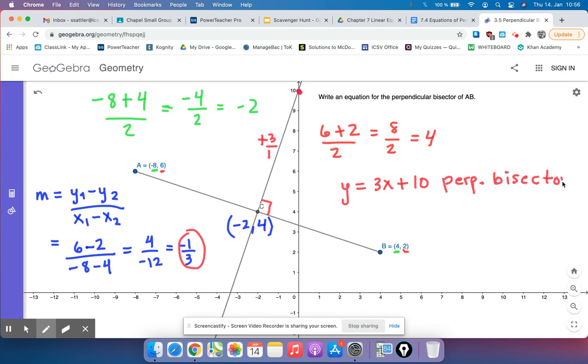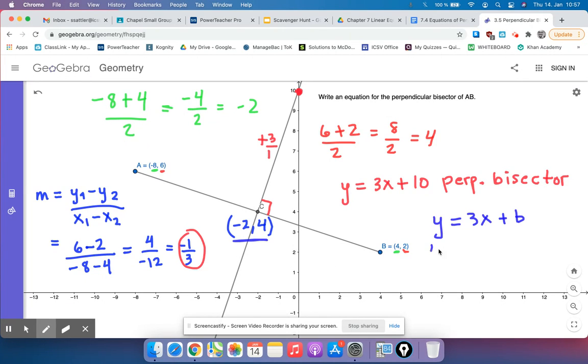bisector. Now, what if you couldn't see the y-intercept? How would we find that? Well, we'd have to set up our equation with the slope that we found, y equals 3x, and just put plus b. Okay, and then we need another point to plug in for x and y. That is going to be on the perpendicular bisector. So we can't choose A and B. We have to choose the midpoint.